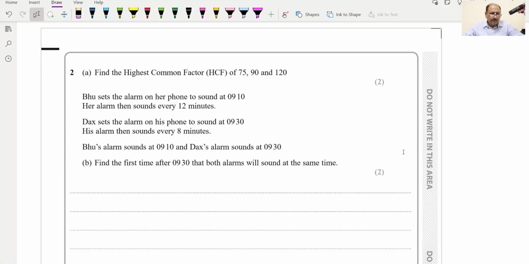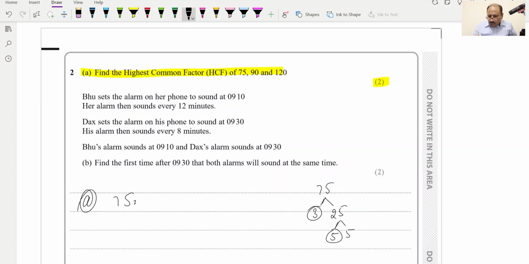Question number 2 says find the HCF, which is highest common factor, of these three numbers, and this is basically a 2-mark question. So we'll deal with the A part first. A part is finding the HCF of these. We can write the prime factors of 75. So 75 can be factorized as 3 into 25 and then 5 into 5. So prime factors of 75 will be 3 multiplied by 5 multiplied by 5.